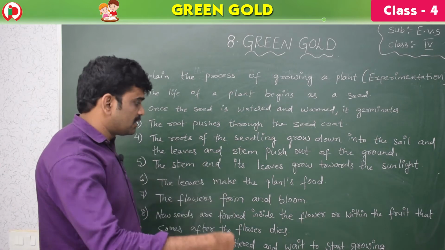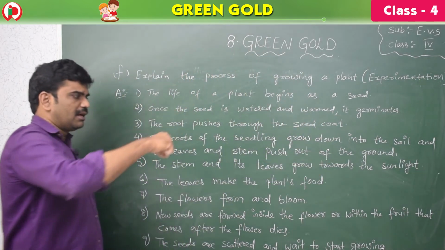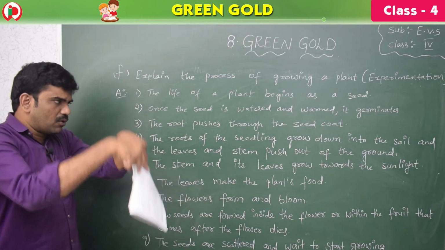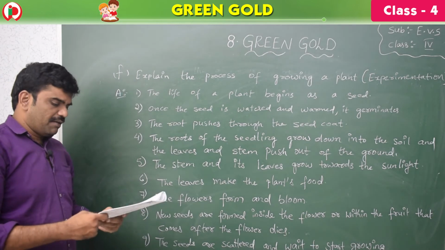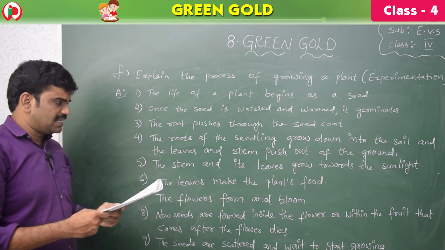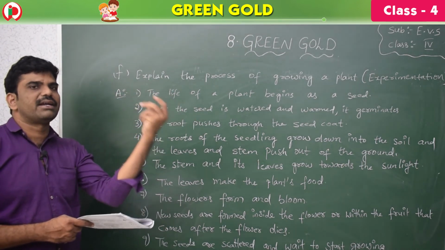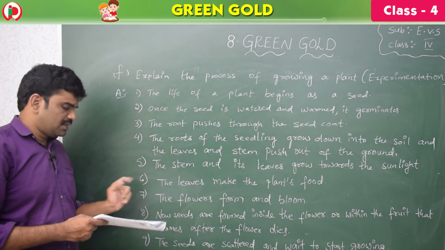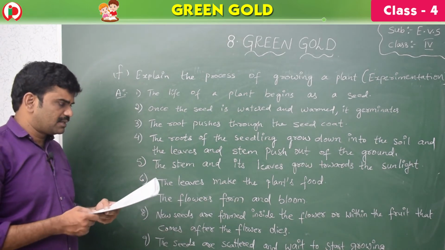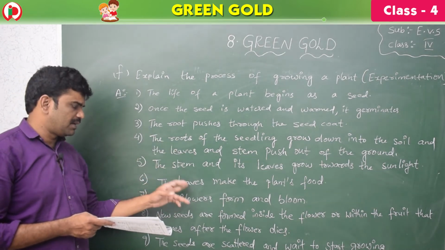Fourth one, the roots of the seedling grow down into the soil and the leaves and stem push out of the ground. What happens to the roots? They grow down into the soil, the leaves and stem, yes, they push out of the ground. Fifth one, the stem and its leaves grow towards the sunlight. Why? Because light is required for the plant to perform photosynthesis. Sixth point, the leaves makes the plant's food by a process called photosynthesis, food preparation.